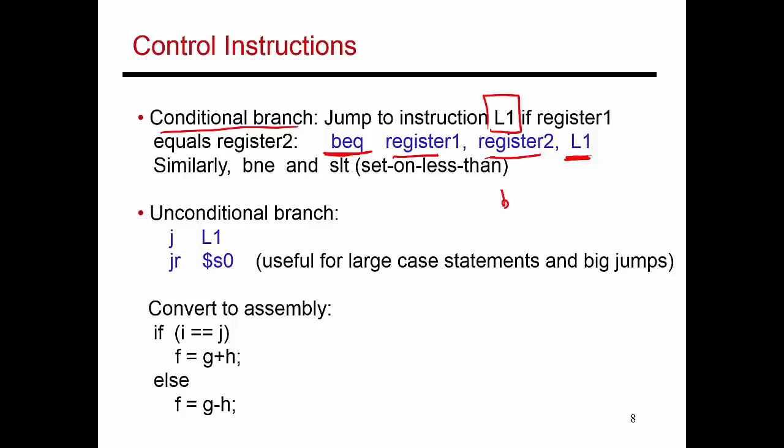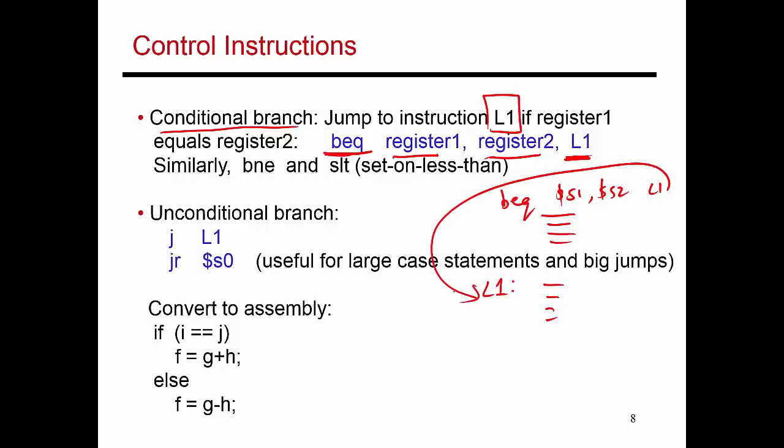So if you do branch on equal to $S1, $S2, and then L1, and then you have an instruction here, so on, and then finally you have an instruction down here which is labeled L1. If S1 and S2 are equal, then you jump straight here, and the next instruction you'll execute is this one over here. If S1 and S2 are not equal, then the next instruction you execute will be the one over here, followed by this, and so on.